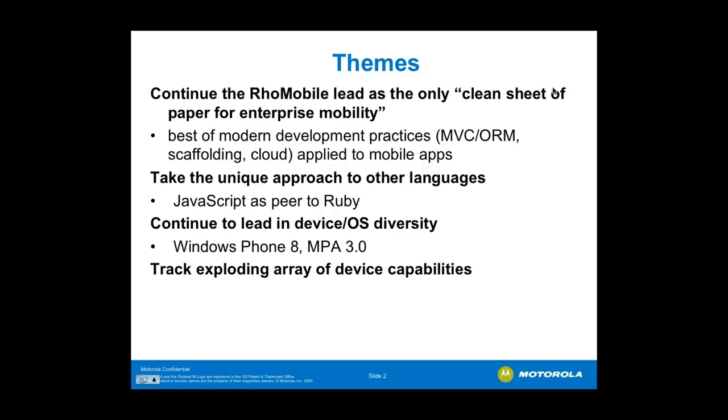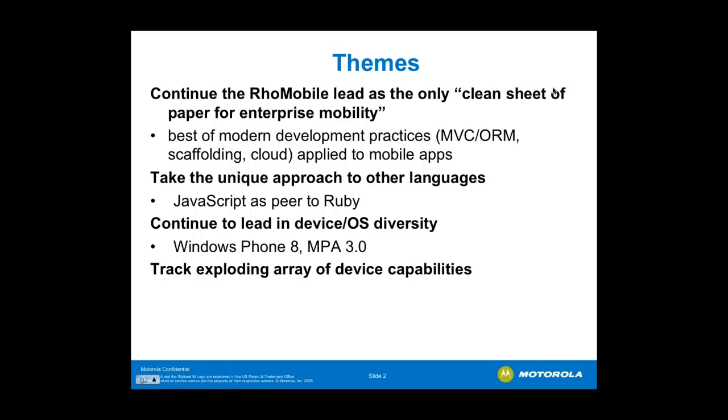We have the beginnings of an implementation of Windows Phone 8. Full Windows Phone 8 will be in the next release, but we're beginning to support MPA 3.0 devices. And of course, MPA 3.0 is a new device family from Motorola that emphasizes new sensors. So we have a whole new raw sensors API that I'll be talking about and demonstrating.